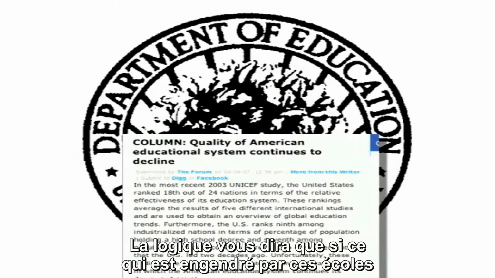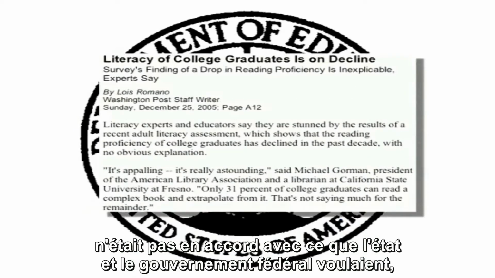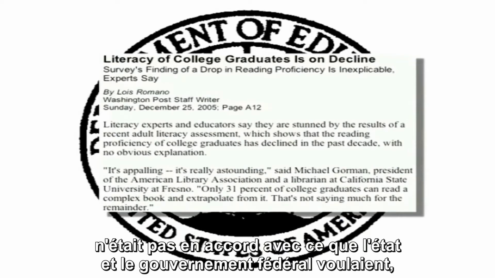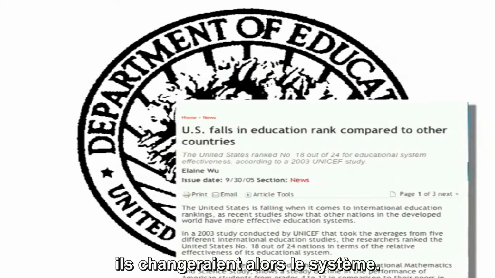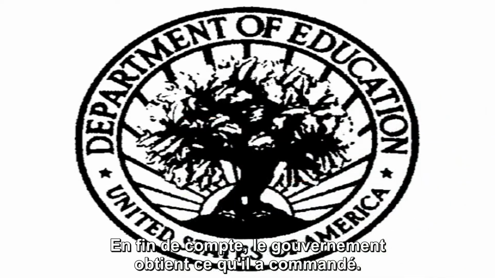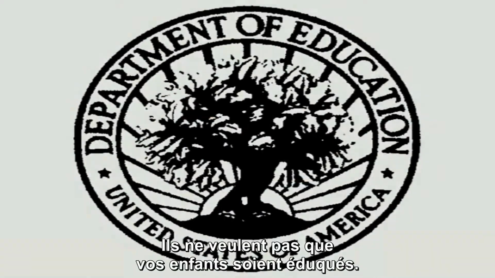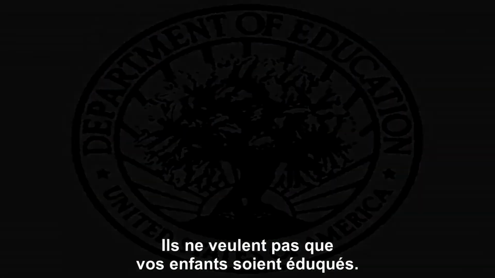Logic will tell you that if what is being turned out in those schools was not in accord with what the state and the federal government wanted, then it would change it. The bottom line is that the government is getting what they have ordered. They do not want your children to be educated. They do not want you to think too much.